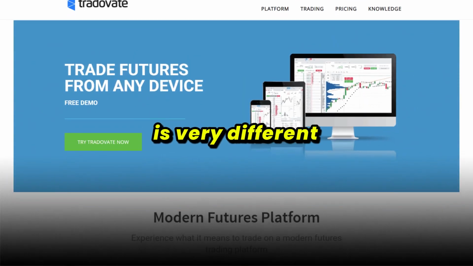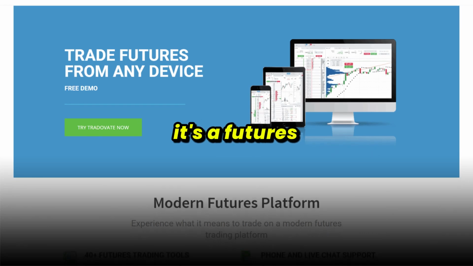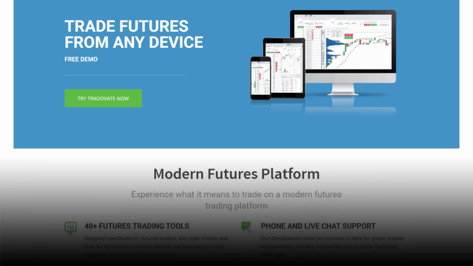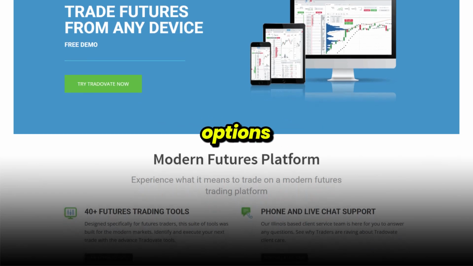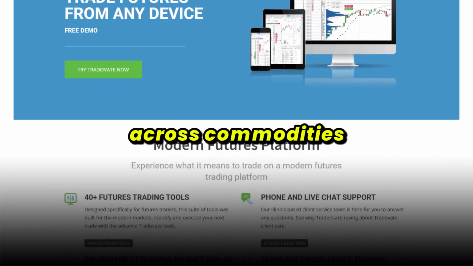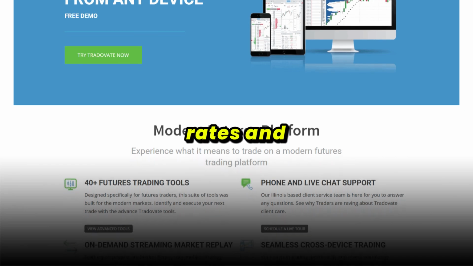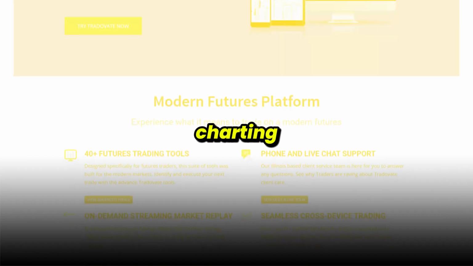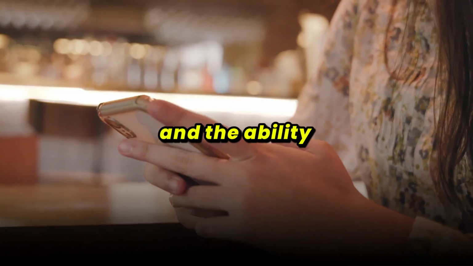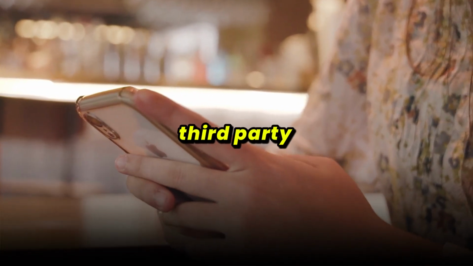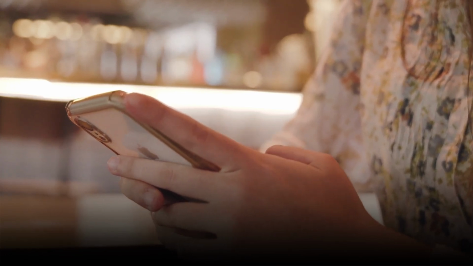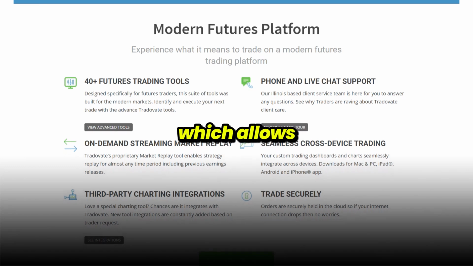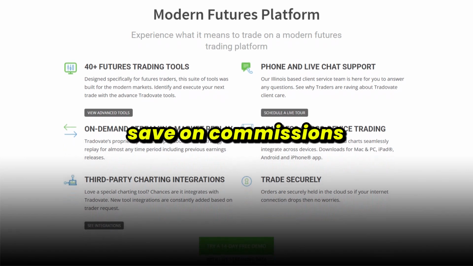Tradovate is very different from Plus500. It's a futures trading platform designed for active and professional traders. With Tradovate, you can trade futures and options on futures across commodities, indices, interest rates, and more. It's built for speed and flexibility, offering advanced charting, order types, and the ability to integrate with popular third-party platforms like NinjaTrader. Tradovate also stands out for its subscription-based pricing model, which allows frequent traders to save on commissions.